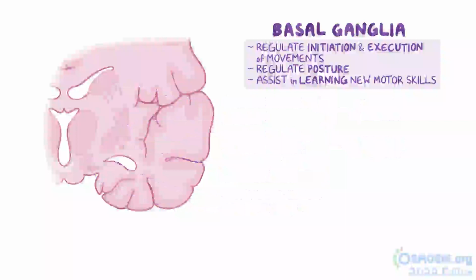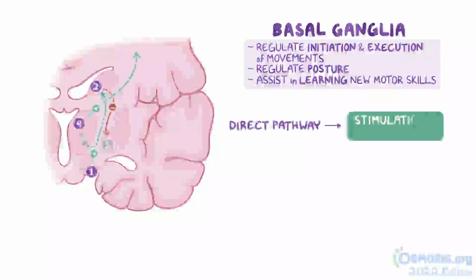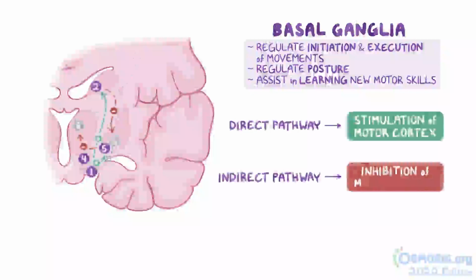Information in the basal ganglia passes through two different pathways. The direct pathway leads to the stimulation of the motor cortex, while the indirect pathway leads to inhibition of the motor cortex.